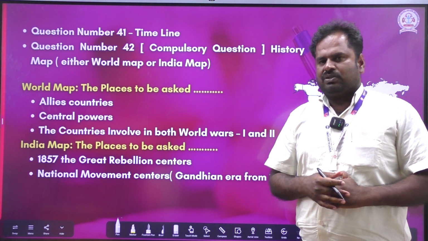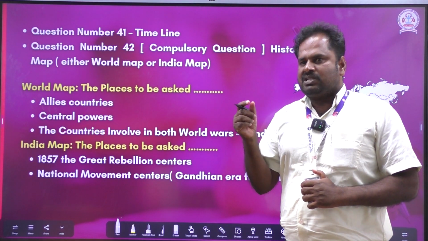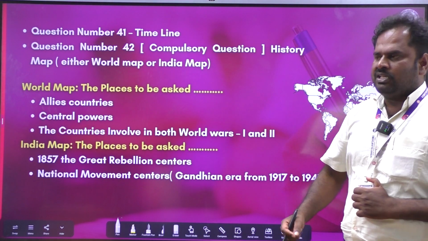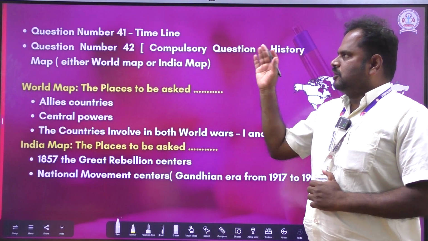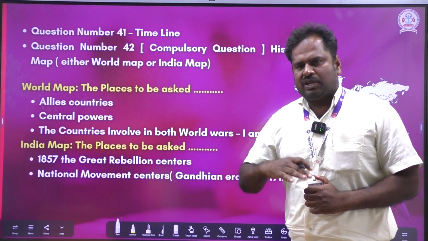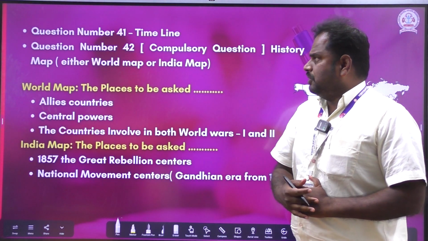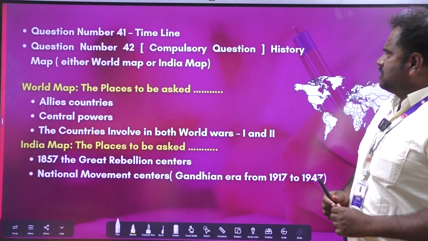Especially in the 2025 question paper, they asked national movement events, so you have to write Indian events only. Suppose they did not ask any specific topic on events, you can shuffle both India and world events. Next, question number 42, as I said already, it's a compulsory question.